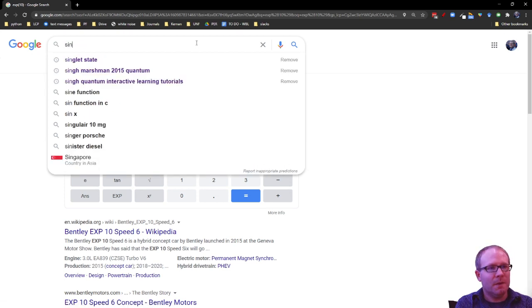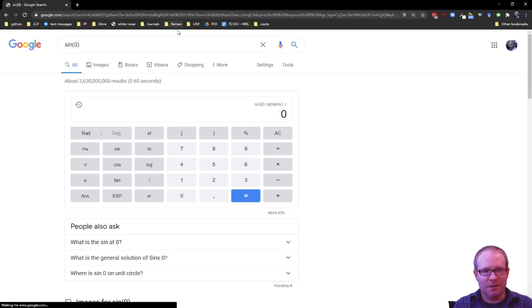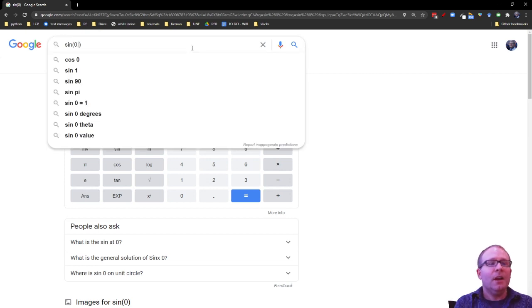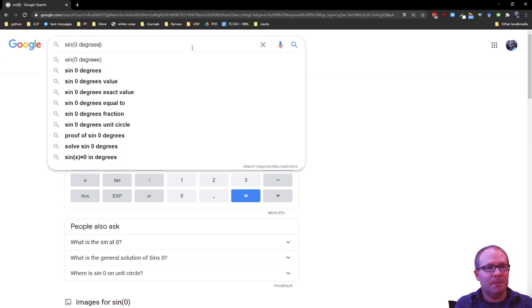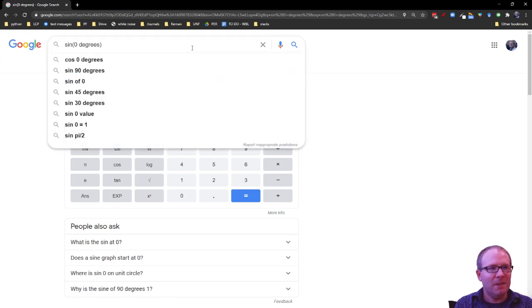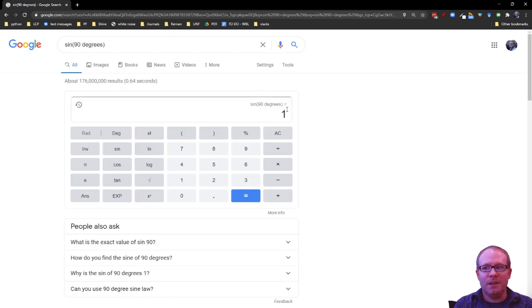It knows trig functions, so we might try sine of 0. Sine of 0 better come out to be 0. It certainly did. You'll notice that it defaults to radians. So this calculator is written by mathematicians, so it defaults to radians, not degrees. You can change that, though, just by typing in degrees. Now, that happens to be the same because those are the same value, but like I might do sine of 90 degrees, which comes out to this 1 here.